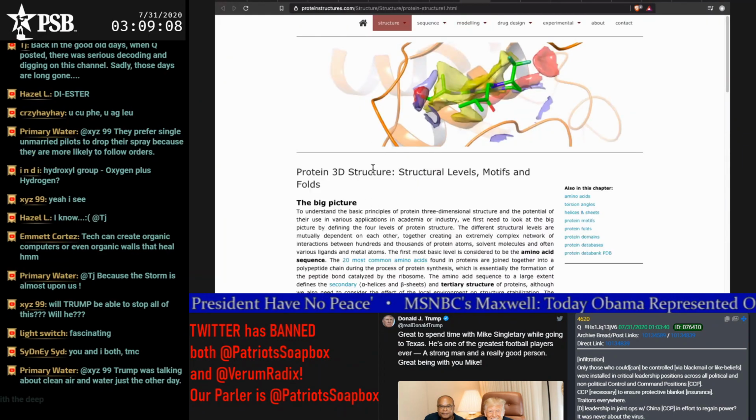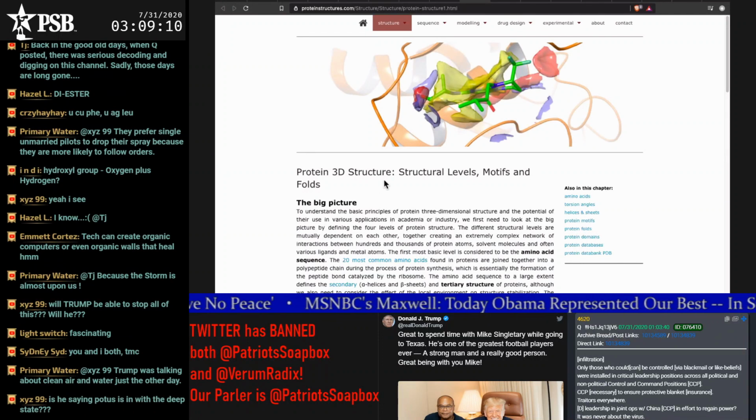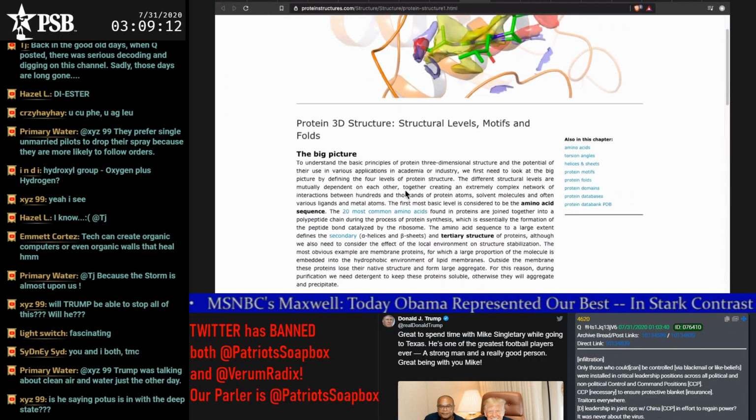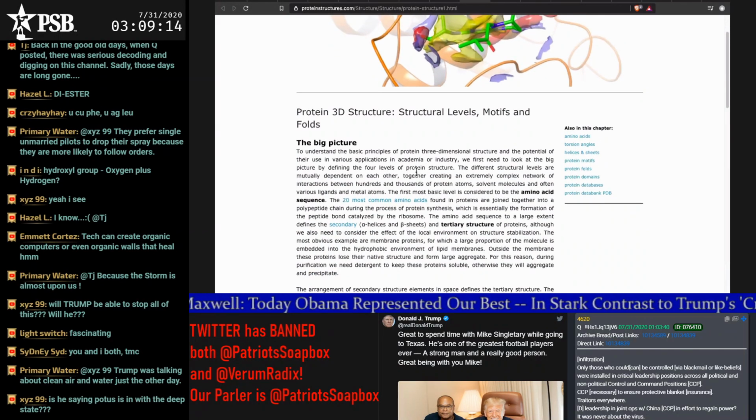Protein 3D structure. The big picture about DNA. Keep in mind, we're looking at ways in which you don't necessarily have to modify DNA, but you can control how cells are expressed, how proteins are made, what proteins are made without necessarily modifying DNA using electromagnetic energy.